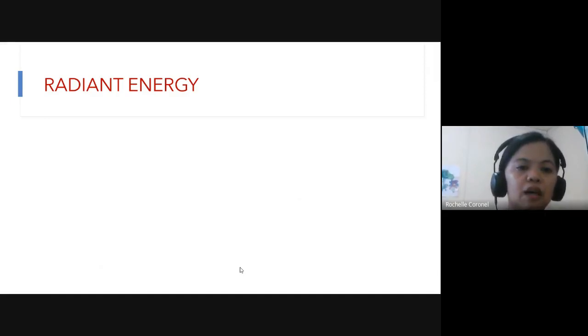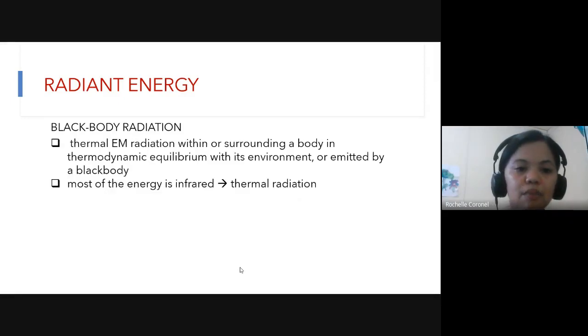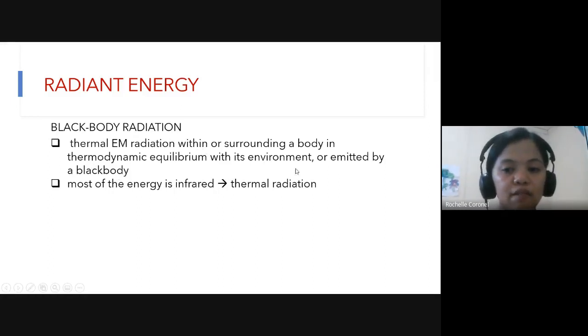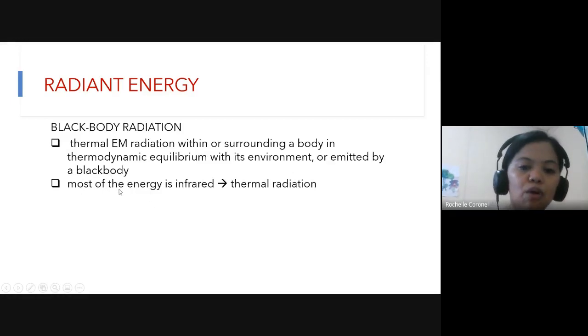Okay, so in discussing radiant energy between the sun and the earth, it's important to understand black body radiation. So what is black body radiation? This is the thermal radiation within or surrounding a body in thermodynamic equilibrium with its environment, or emitted by a black body. Most of the energy here is infrared and thermal radiation.